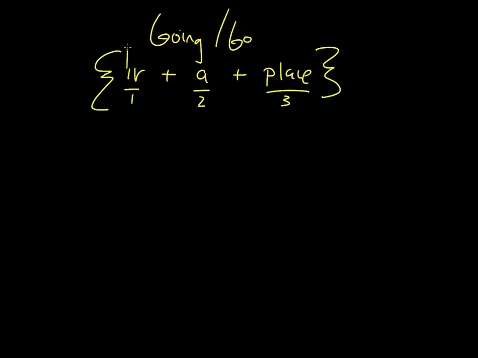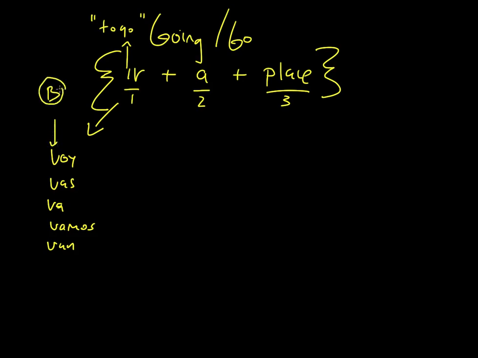Now, the verb ir means to go, okay? So we have to conjugate it when using this formula. So we have voy, vas, va, vamos, and van. Now, remember that this V here is pronounced like the B as in boy. It's not pronounced like the V as in Victor. It's pronounced like the B as in boy.